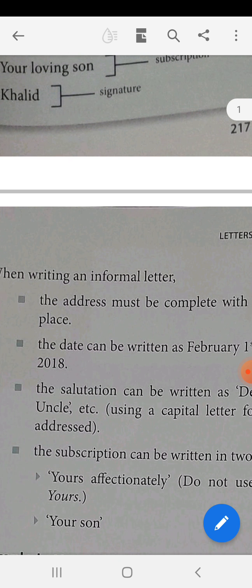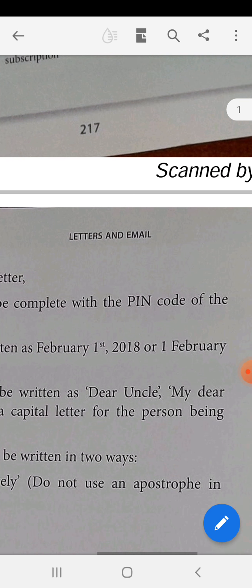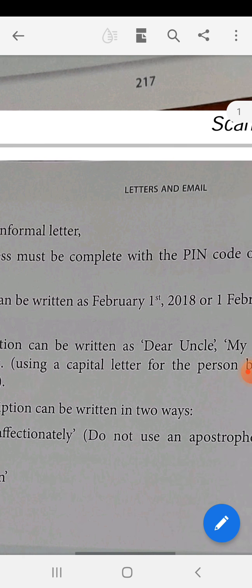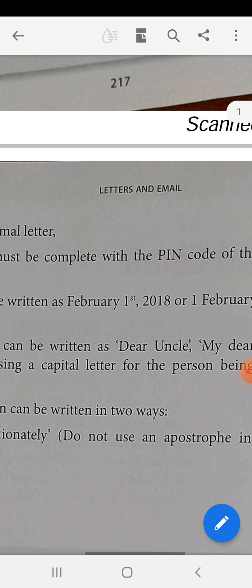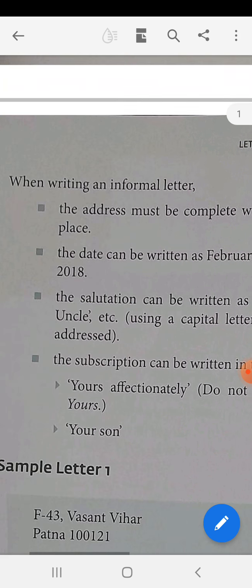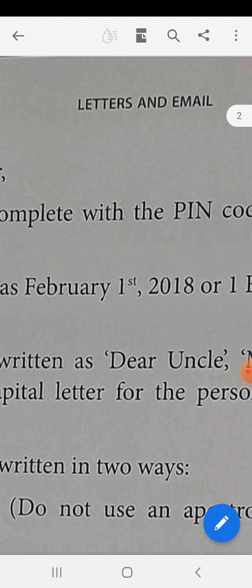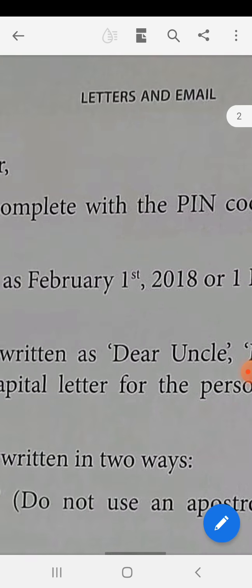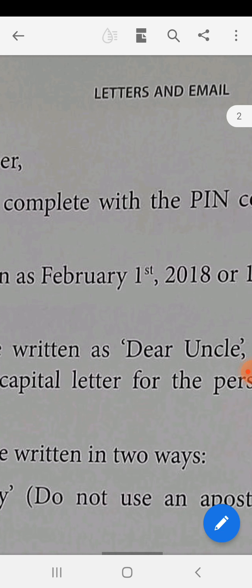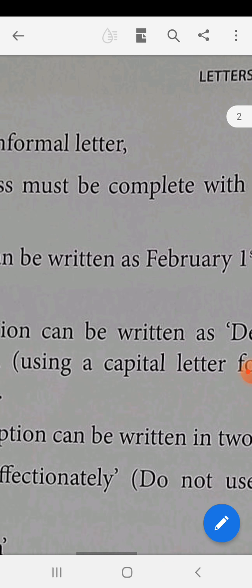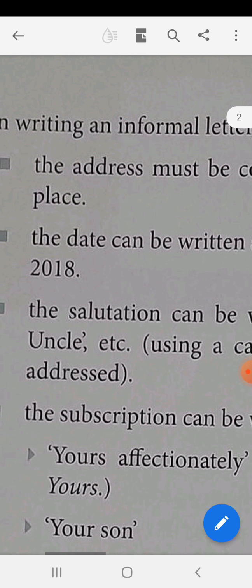When writing an informal letter, the letter must be complete with the pin code of the place. So you have to write the pin code of the place essentially. The date can be written as February 1st, 2018 or 1st February 2018. So these are the two formats of writing the date. No other format of date should be used.